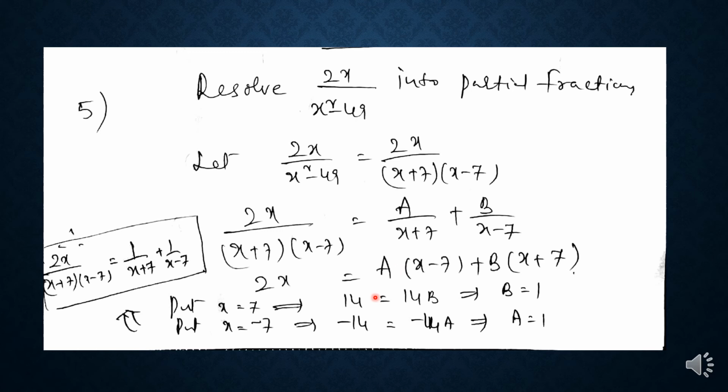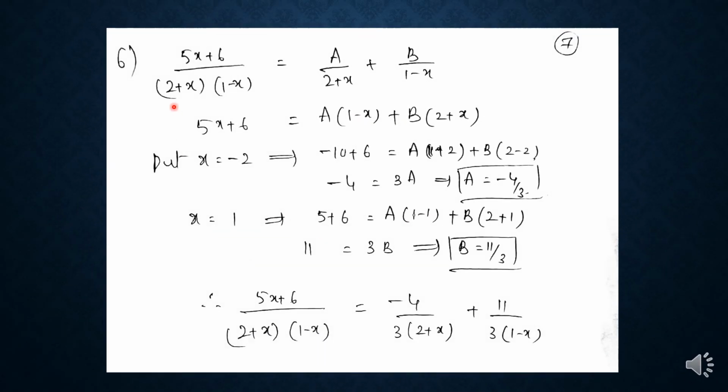Okay. So after finding the values of a and b, substitute them in the first equation. Resolve 5x plus 6 by (2 plus x) into (1 minus x). Here also we can see that the given fraction is a proper fraction and the denominator is already factorized into two linear factors, that is 2 plus x and 1 minus x. So these are non-repeated linear factors.